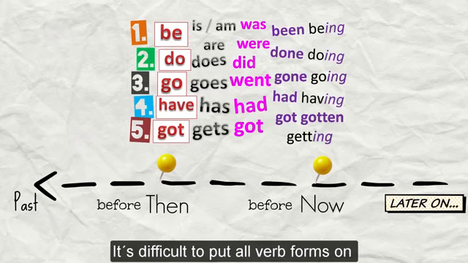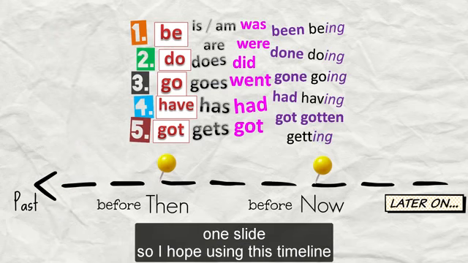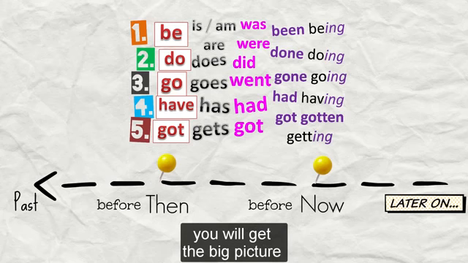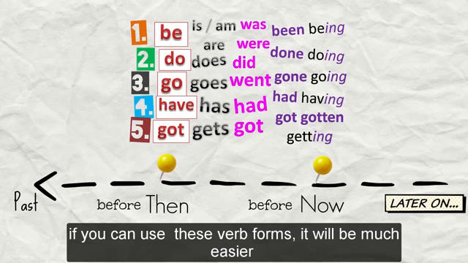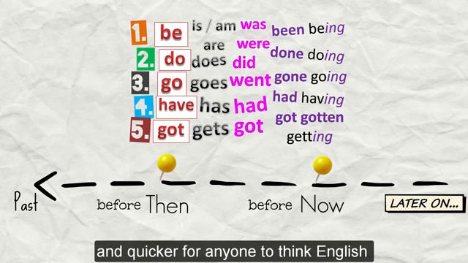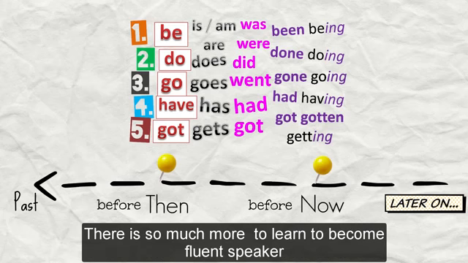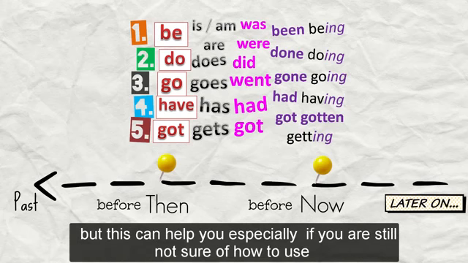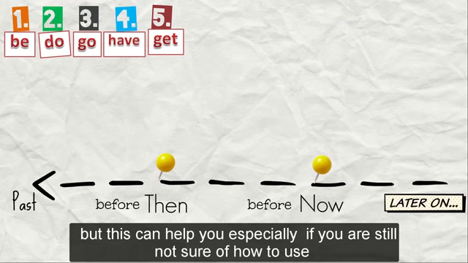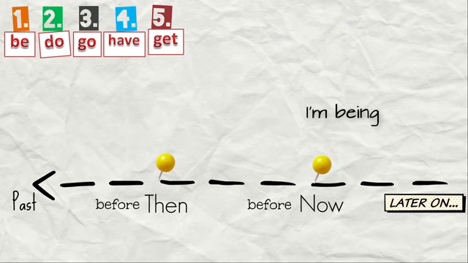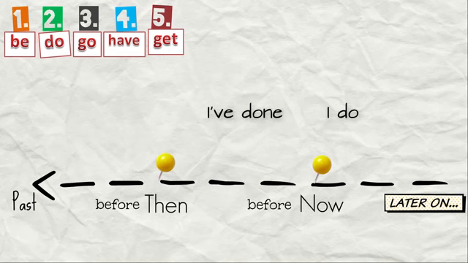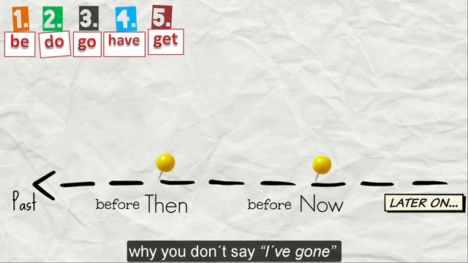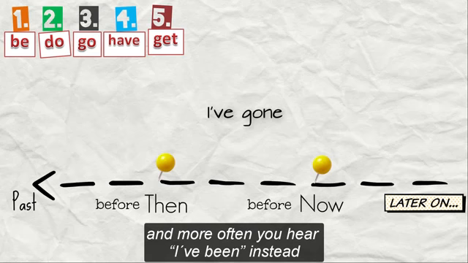It's difficult to put all verb forms on one slide, so I hope using this timeline you will get the big picture of how to think in English. To summarize it, the point is, if you can use these verb forms, it will be much easier and quicker for anyone to think in English. There is so much more to learn to become a fluent speaker, but this can help you, especially if you're still not sure of how to use I'm being, I've been, or what is the difference between I do and I've done or I was doing, why you don't say I've gone and more often you hear I've been instead.